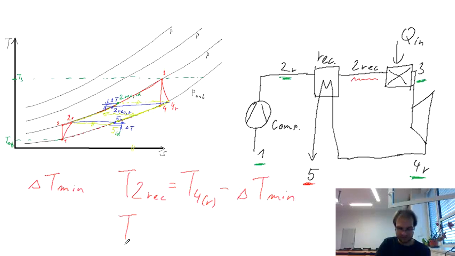So also the point 5, the temperature at the point 5 will be now the temperature at the point 2, as we can see over here, plus the minimum temperature difference. Because the heat needs to go from the high temperature to low temperature, point 2 is the point at the low temperature, so point 5 needs to be higher. Point 4 is the point at the high temperature, so the point 2 recuperated needs to be lower.